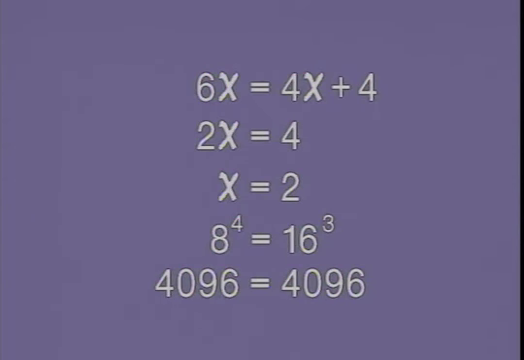Most of you probably don't walk around knowing your powers of 8 and powers of 16. A good use of a simple calculator. 8 to the 4th is 4,096. 16 to the 3rd is also 4,096. Our equation checks. The answer is x equals 2.